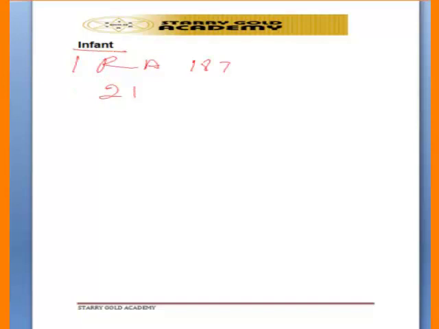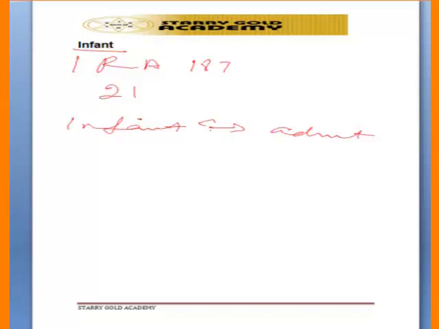That means that if an infant enters into a contract with an adult, the contract is binding on the adult, but is not binding on the infant. That means that the adult is liable, the infant is not liable. The infant can escape liability under the contract.